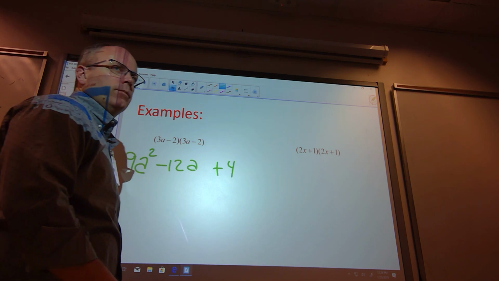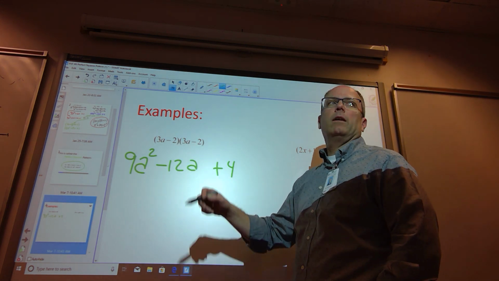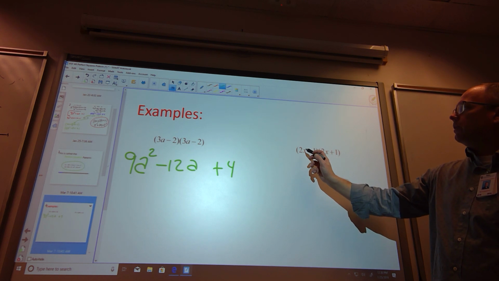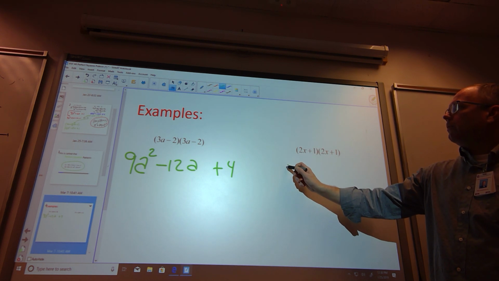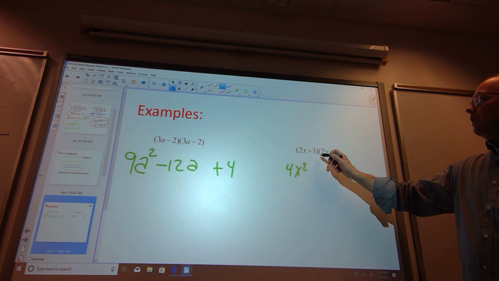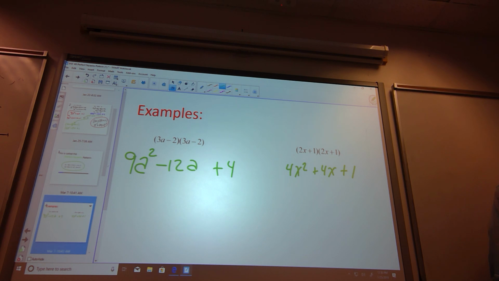Do you do negative 2 times negative 2 to get plus 4? Yeah, negative 2 times negative 2. Try the pattern one more time. Square that, 4x squared. Square that, plus 1. Plus 4x. Wait, how did you get 12a?